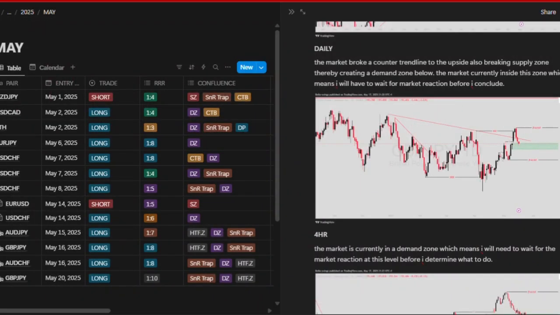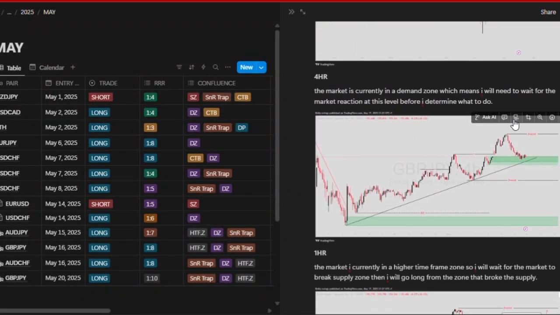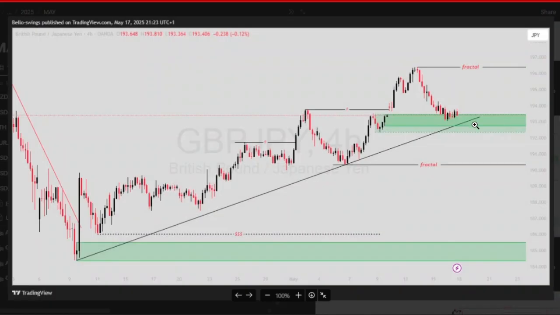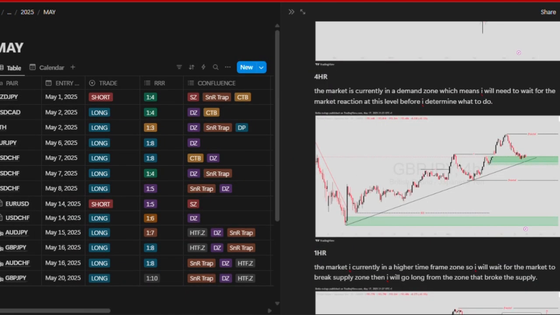And going down to the 4-hour time frame, as you can see, the market is already in the 4-hour demand zone, and I don't want to take it outside, so I'm just waiting to see a market change of structure to the upside. That means I need to see a break of structure on the lower time frame, which I waited for.